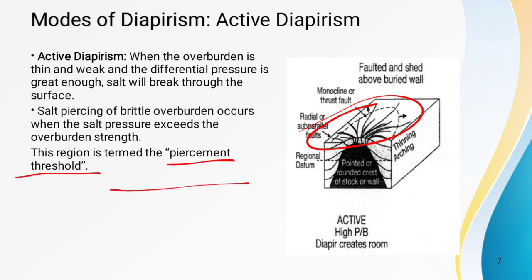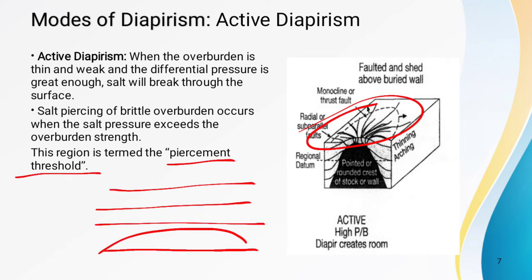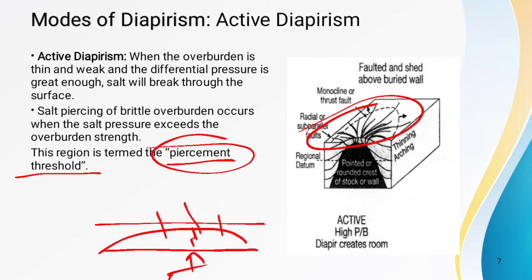Now, in the first condition, the wall was thick, so the salt cannot invade it. But if the wall is thin, it can invade, since there is a pressure. Then this is known as active diapirism.